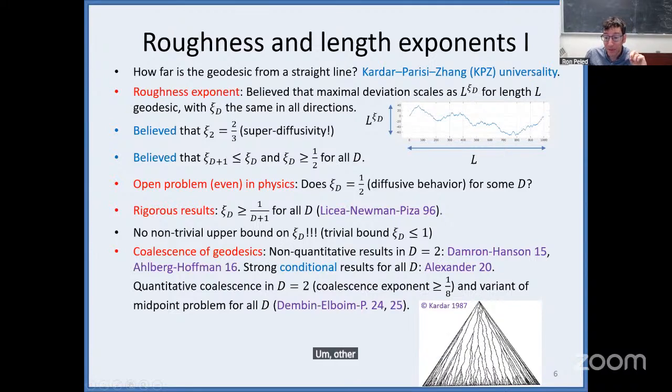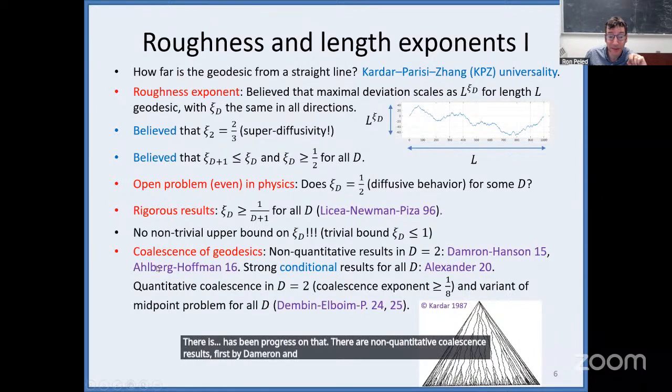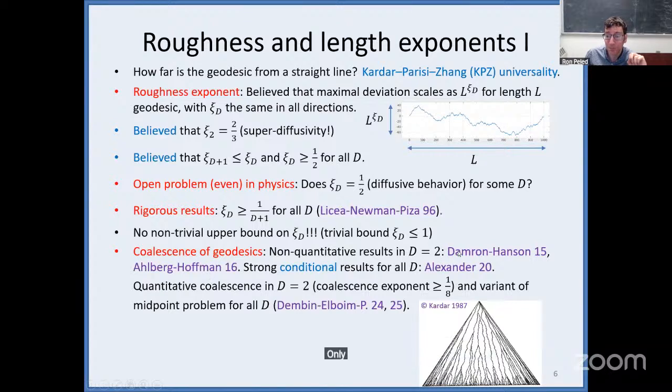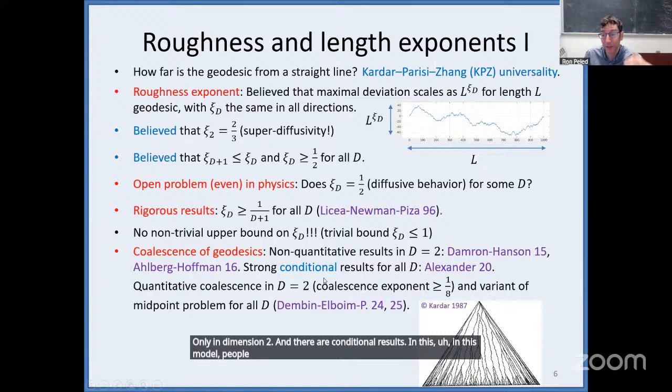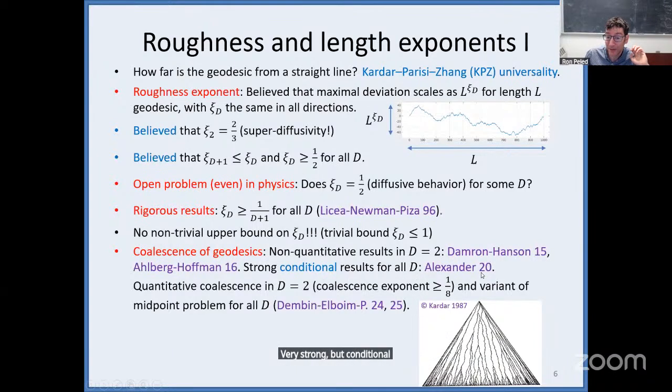Other phenomena, we spoke about this phenomenon of coalescence of geodesics. There has been progress on that. There are non-quantitative coalescence results, first by Damron and Hanson conditionally, then by Ahlberg and Hoffman unconditionally, only in dimension 2. And there are conditional results. In this model, people sometimes prove conditional results: if you know the following, then the following is true. Very strong but conditional results are known in all dimensions by Ken Alexander.